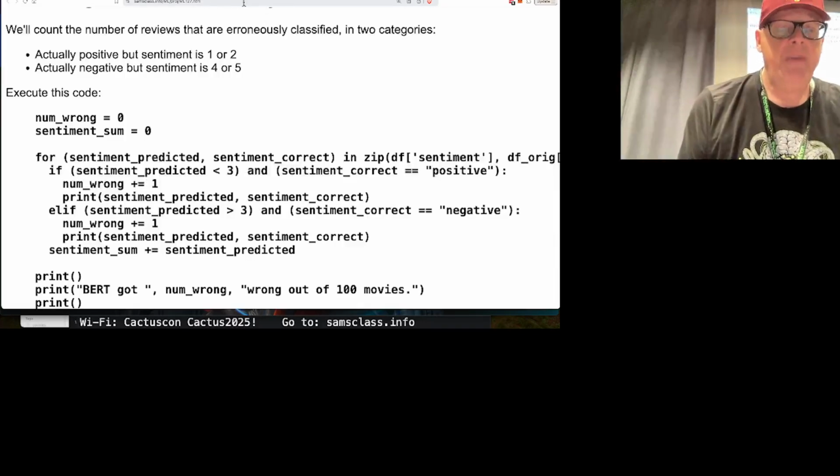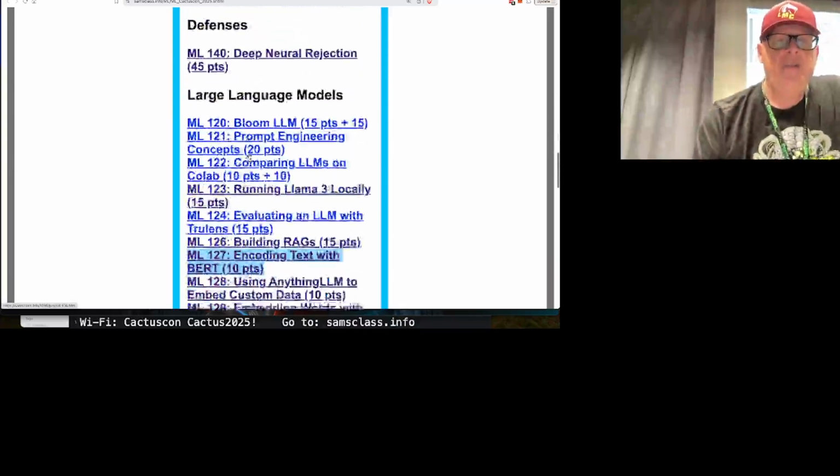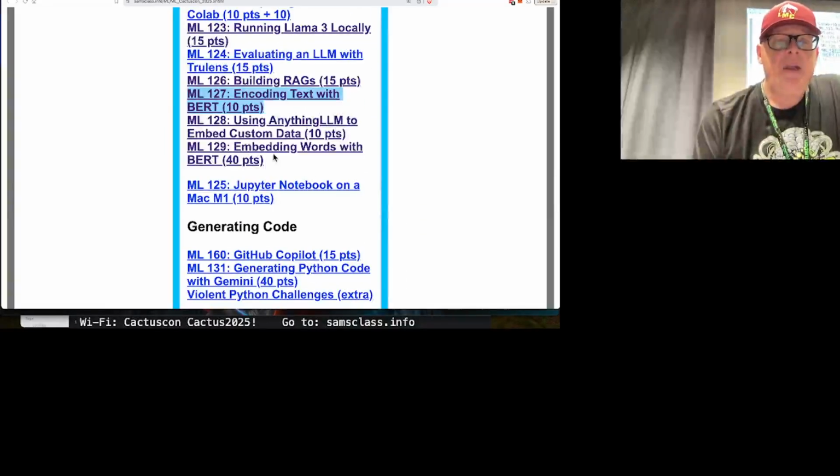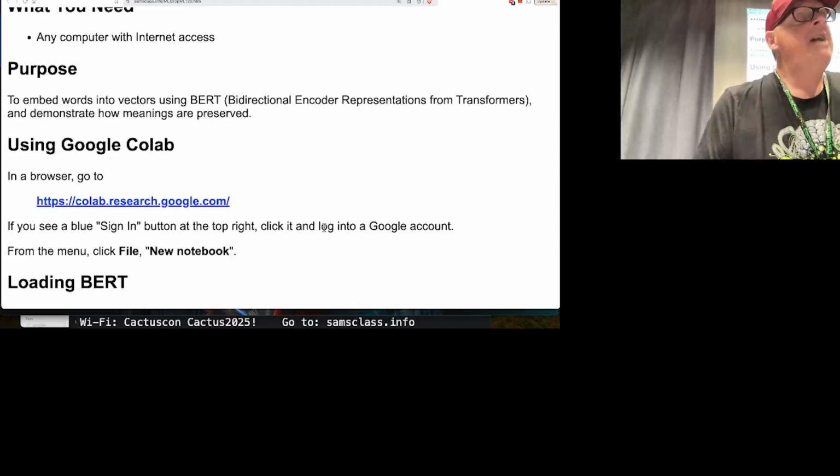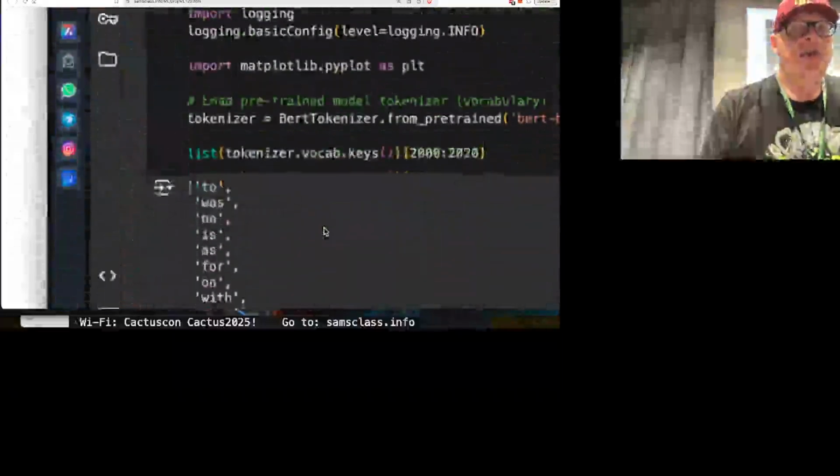The next part is the embedding, and I should have that coming right up. That's 127. All right, yep, embedding, 129. Okay, this is the part that really struck me as magic. How do you get a mathematical representation of the meaning of a word? And here's how you do it. Here's how BERT does it.